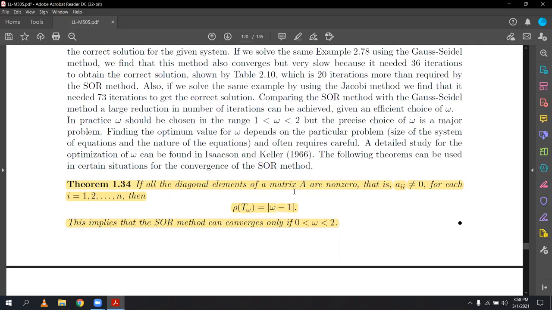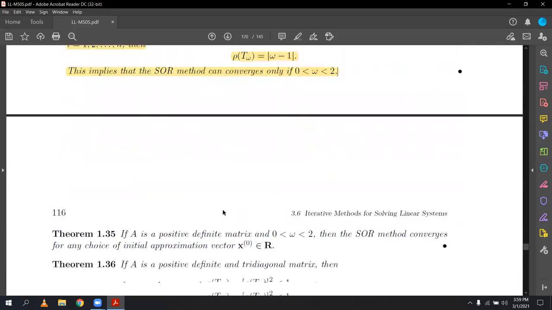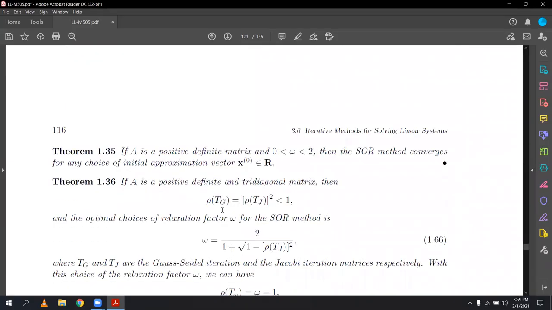If the diagonal elements of the given matrix are non-zero, then this happens, and this means the omega range is between 0 and 2. These are good theorems. Generally we use these in the exam.